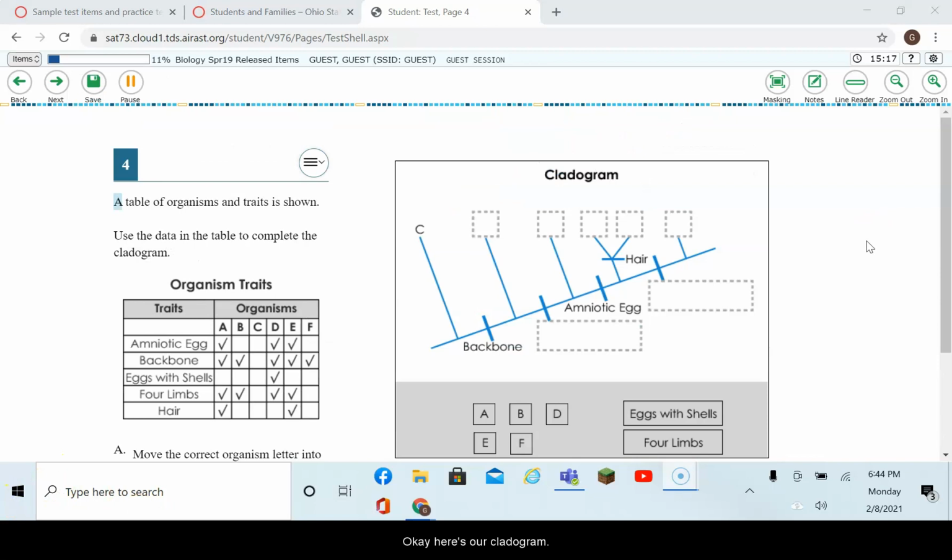Okay, here's our cladogram. Here we have C, we have backbone, we have blank, amniotic egg, we have blank, and we have hair. So what we need to do is find who just has the backbone, and that is F.